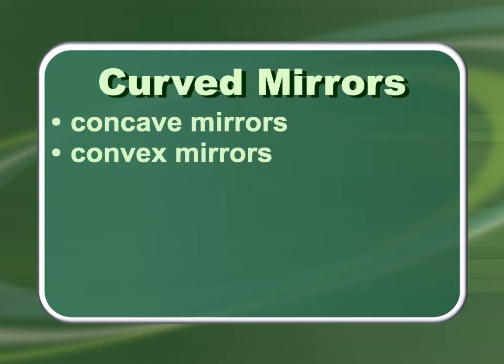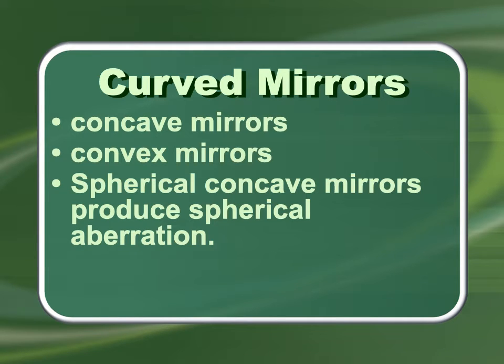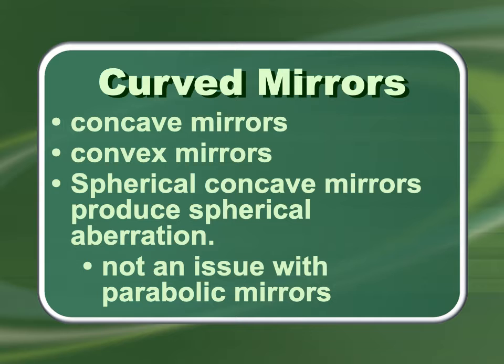So what about curved mirrors? And the curved mirrors come in 2 forms. Concave mirrors, which make a cave, so the light is bouncing off the inside of the cave, and convex mirrors, which bulge out, and so the light bounces off the outside of the mirror, kind of. Now, we're going to talk about this quite a bit. Spherical concave mirrors produce spherical aberration, which is not an issue with parabolic mirrors. And we'll say more about that later.